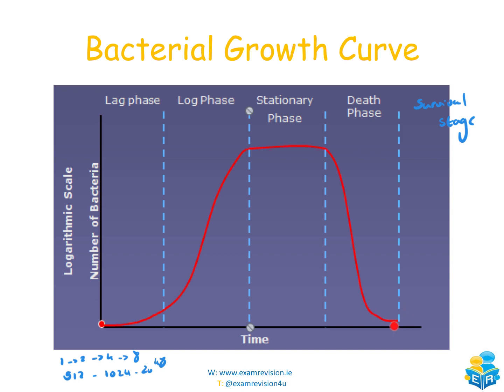Now, a small number of bacteria will survive and remain. One of the conditions could be that they produce an endospore so that they could withstand the unfavorable conditions. They will remain dormant for a considerable amount of time. They will survive in this survival stage. And when conditions are favorable again, they will start to reproduce again and they will go through the exact same growth curve once again. So the lag phase, the log phase, the stationary phase, and the death phase. So it's always the same for bacteria.